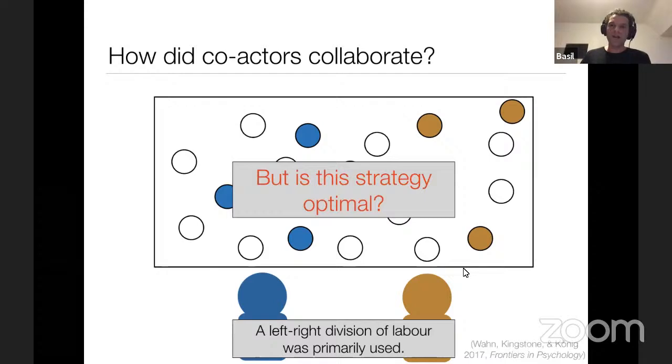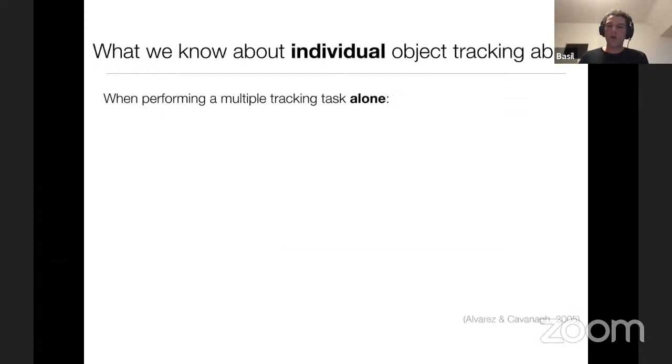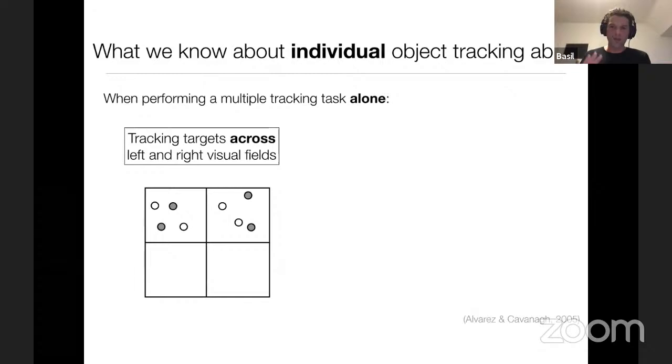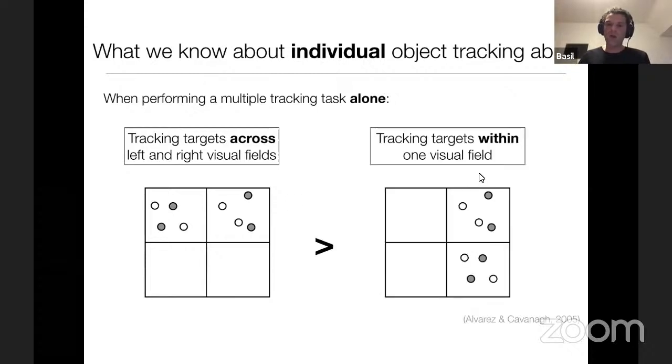There are findings on individual tracking ability that may suggest that this might not be the optimal labor division strategy. What an earlier study by Alvarez and Cavanagh has found was the following. If you use an object tracking task that is a bit different, so you have these quadrants here in which you need to track objects, and note that the objects cannot move out of these quadrants, then participants attain a higher tracking performance when they track objects across the visual fields. So if they have objects in the left and the right visual field to track, in comparison to if they only track objects within one visual field.